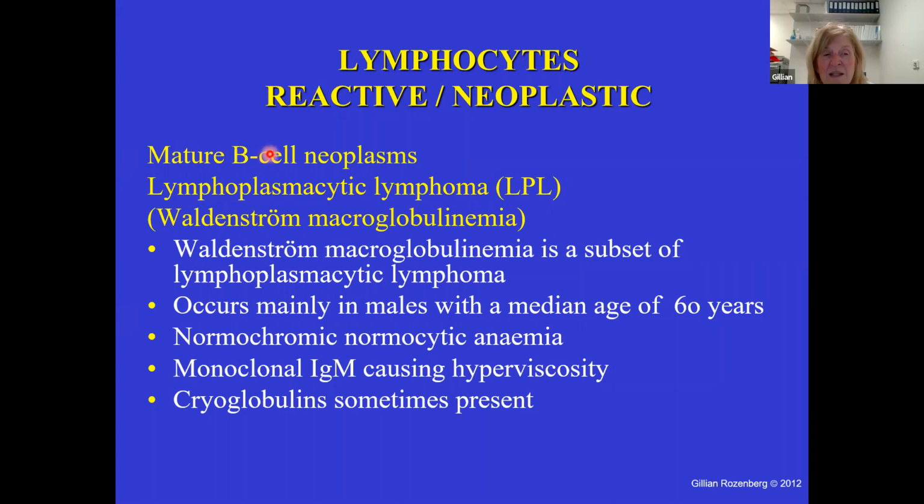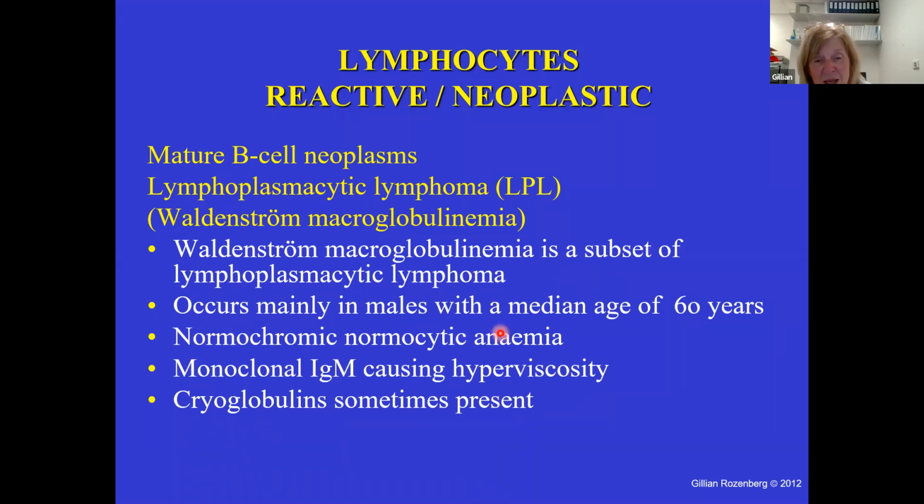So now let's look at the lymphoplasmacytic lymphoma, or I still remember it as being Waldenstrom macroglobulin anemia, and it's a subset. Waldenstrom macroglobulin anemia is a subset of the lymphoplasmacytic lymphoma. Recently changed the nomenclature, and when we look at the morphology, you'll understand why they changed it to lymphoplasmacytic lymphoma.